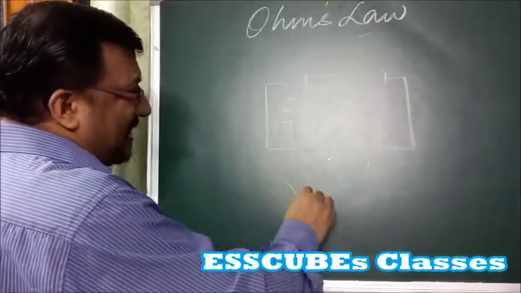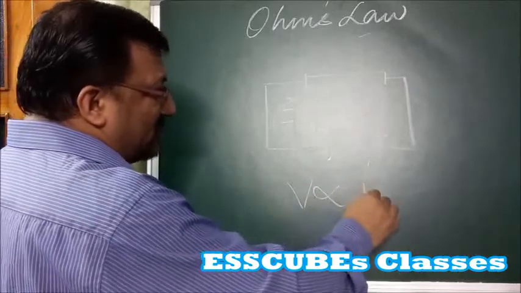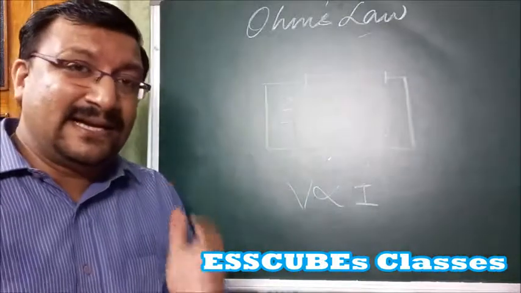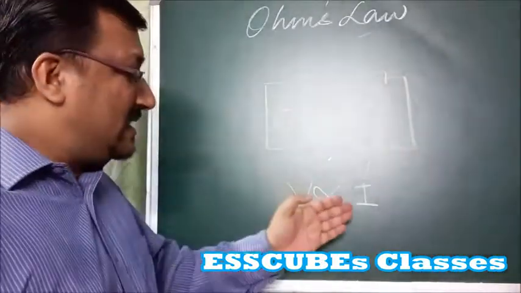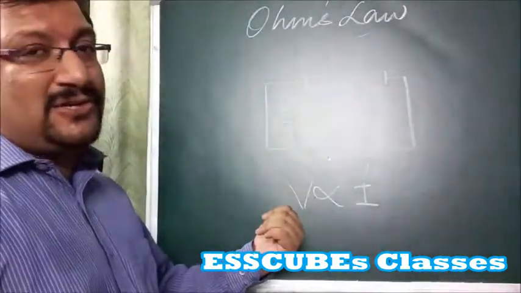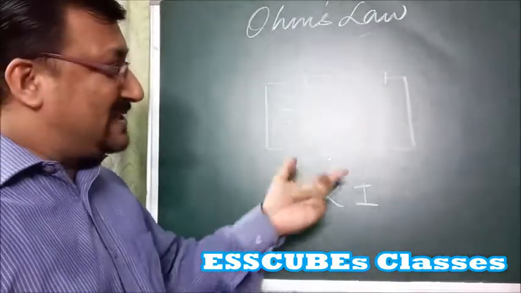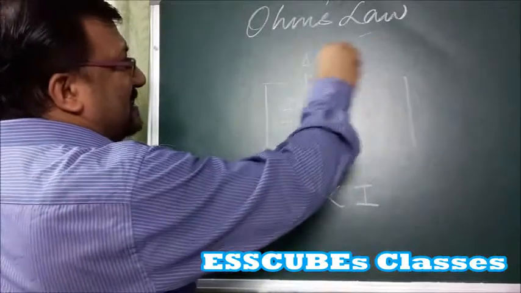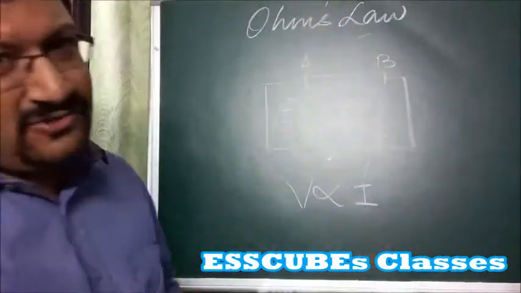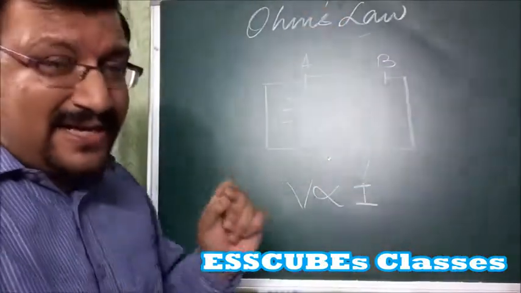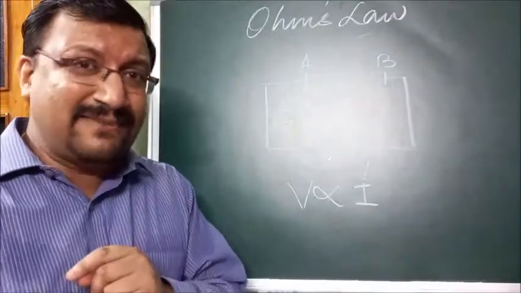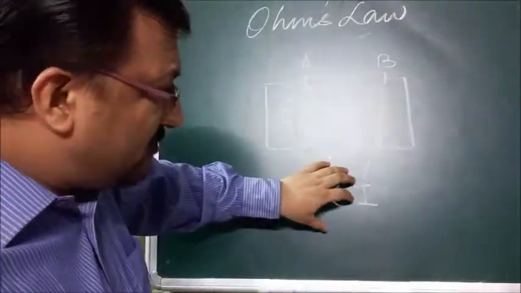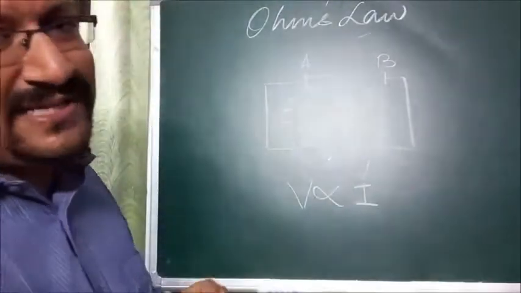Mathematically, we can say V is proportional to I, because what is my statement? It says the current flowing through a conductor is directly proportional to the potential difference applied across the two ends of the conductor. Let these be A and B. Across the two ends of the conductor, provided the physical conditions like temperature remain constant. I repeat.